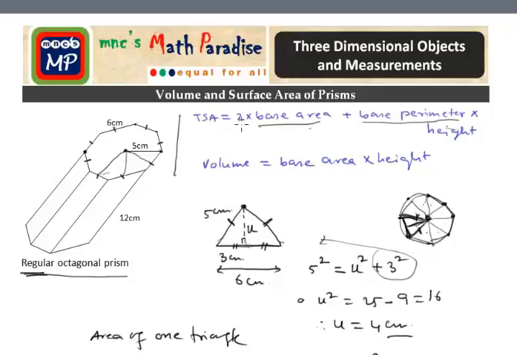Total surface area is 2 times base area plus base perimeter times height. So now this is an octagonal face, there is another octagonal face hidden here, and the distance between these two is 12 cm. So this is the height, this is the height of the prism. So total surface area will be 2 times base area plus base perimeter times height.